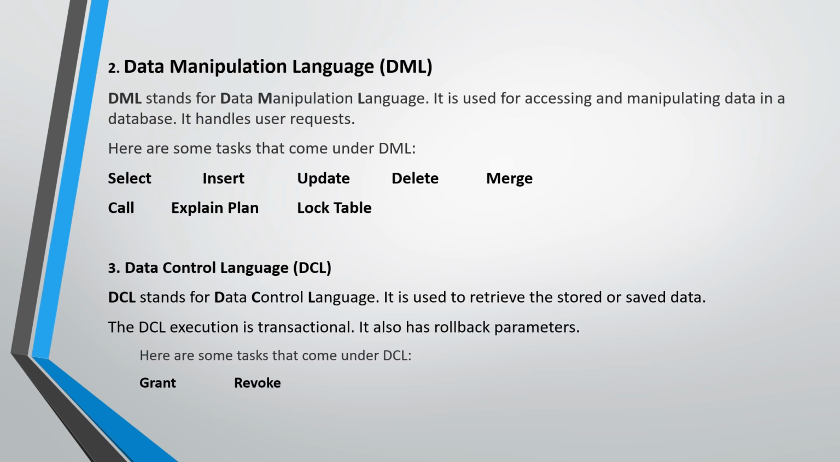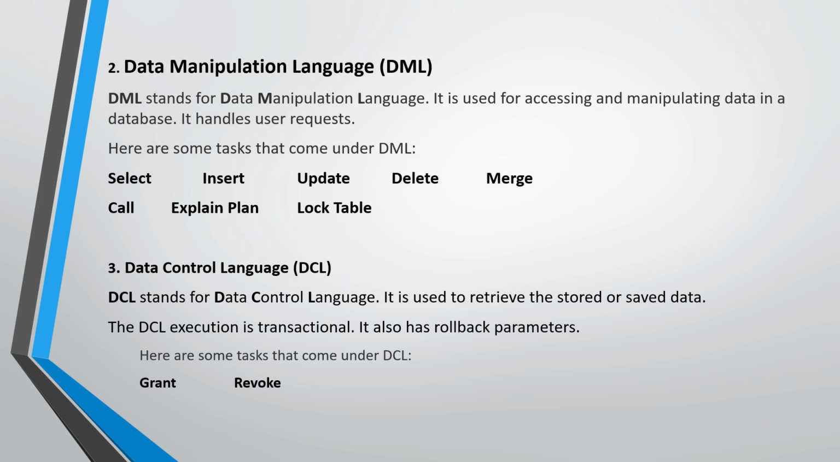The next one is data manipulation language. Data manipulation languages are used for accessing and manipulating data in the databases. It handles the user request. Here are some examples: select command, insert command, update command, delete command, merge command, call command, explain plan command, and lock table command.